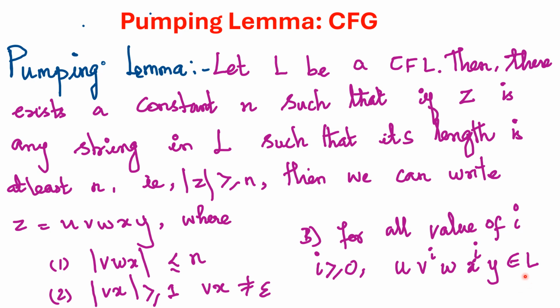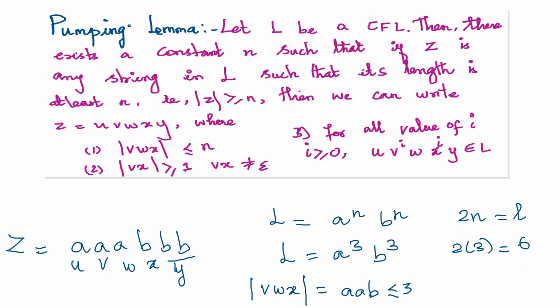If it does not belong to L, we can say it is not context-free. So this is one example. Let L equal a to the power n, b to the power n, so an equal number of a's followed by an equal number of b's. We are going to check whether it is context-free or not.